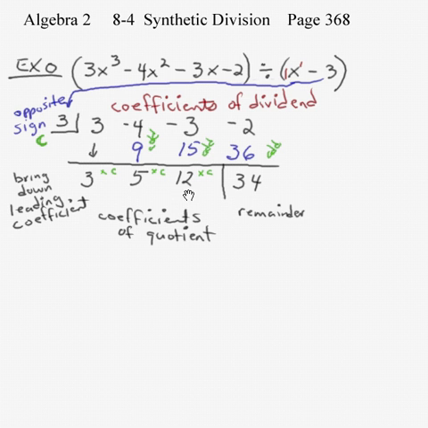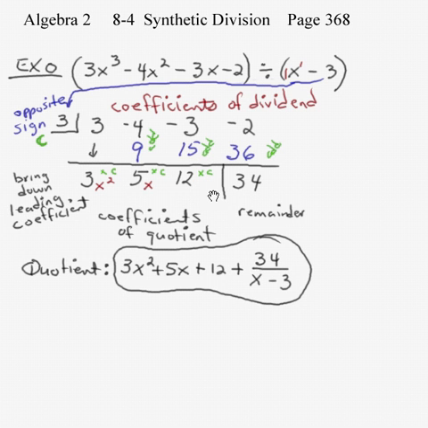So 3, 5, and 12 represent the coefficients of my quotient. 34 represents my remainder. Let's actually put all the pieces together here. And if we start at this line, work our way right to left. This would be my constant. That would be x to the first. That would be x to the second. And if we had more numbers, x to the third, x to the fourth, etc.